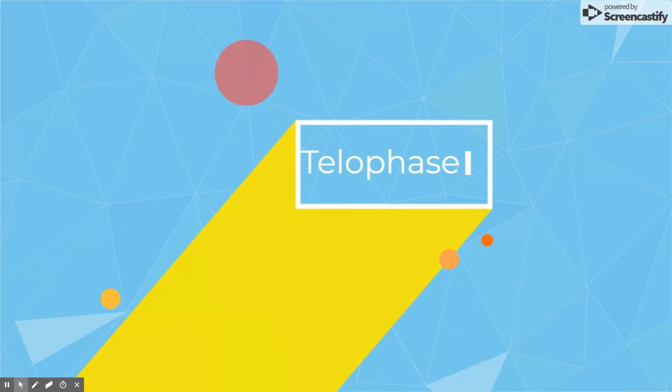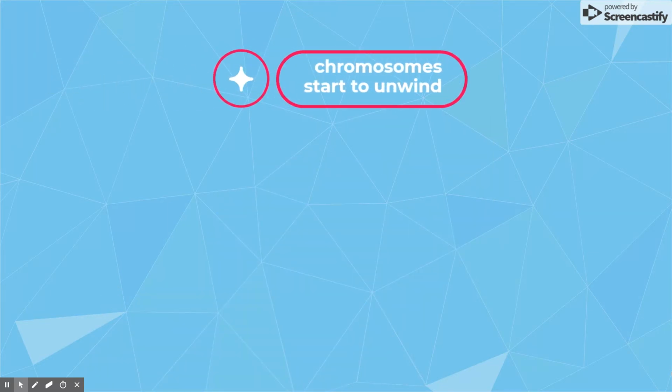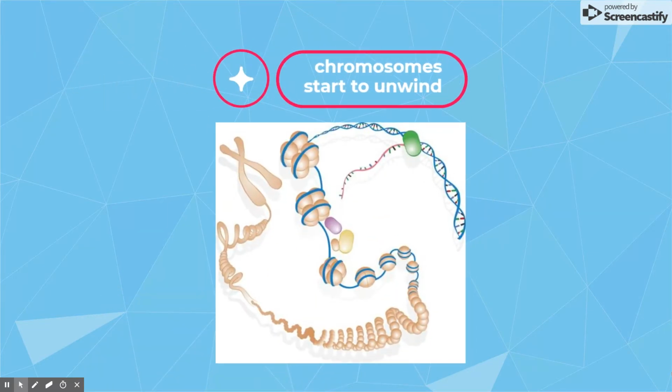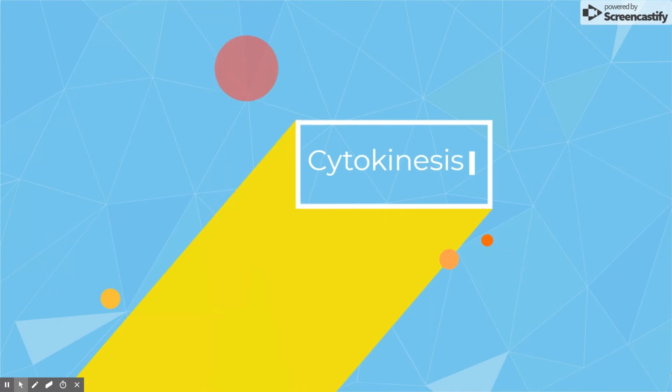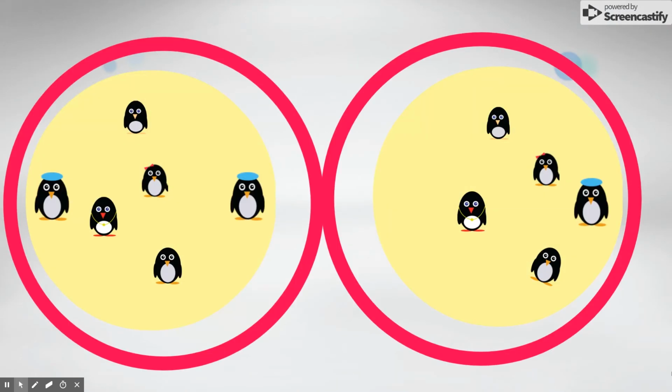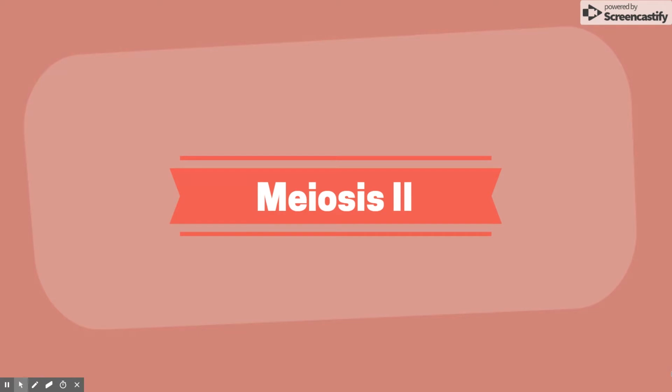In telophase, the little penguins start to unwind. And in cytokinesis, now we have 2 separate cities but also 2 separate kingdoms, each with half of the penguins. Now meiosis 1 has ended and meiosis 2 starts.